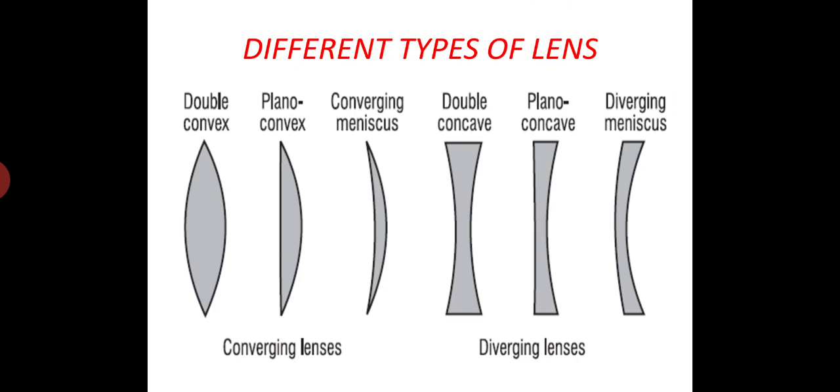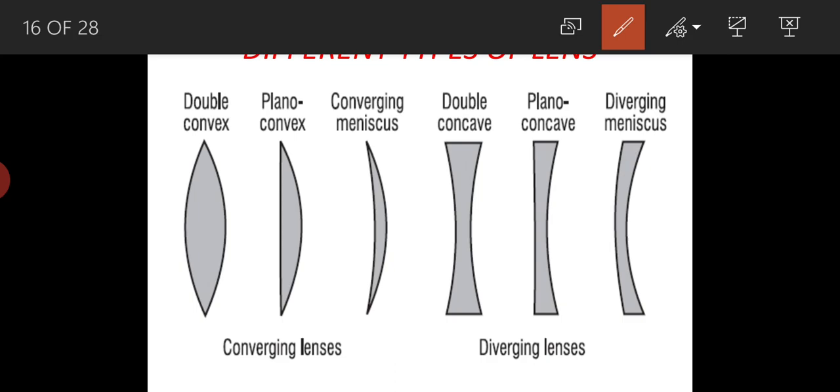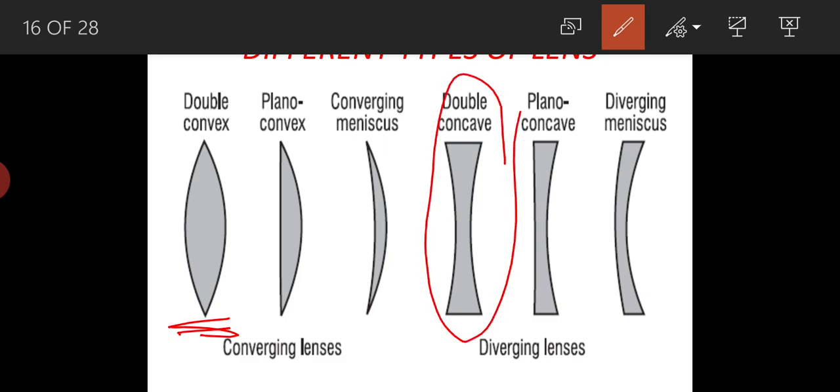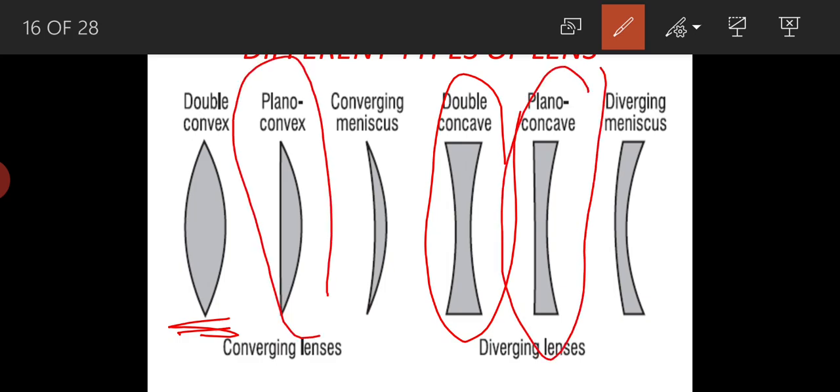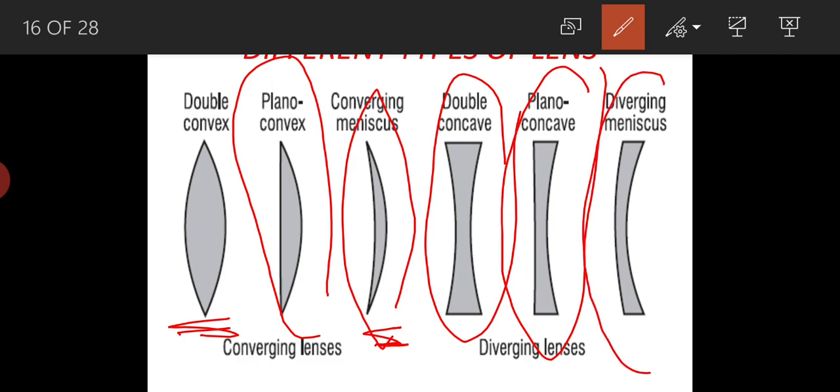Now let us see different types of lens. This is a double convex lens, you already know. This is a double concave lens, you already know. And if one of the surfaces is plane, then it is called a plano-convex lens or plano-concave lens. And this is a concavo-convex lens, and this is a convexo-concave lens.